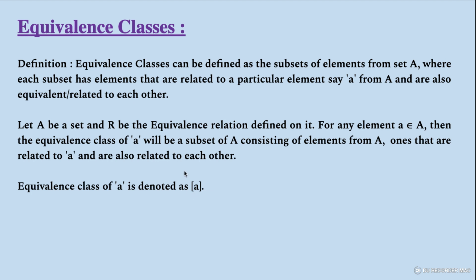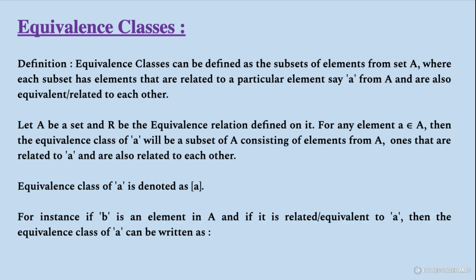Now, equivalence class of a is denoted as this. This is how you denote an equivalence class. For instance, if b is an element in A, and if b is related or equivalent to a, then the equivalence class of a can be written as: equivalence class of a equals the set of b belonging to A, where (a, b) belongs to the relation. So this is the format for writing an equivalence class.